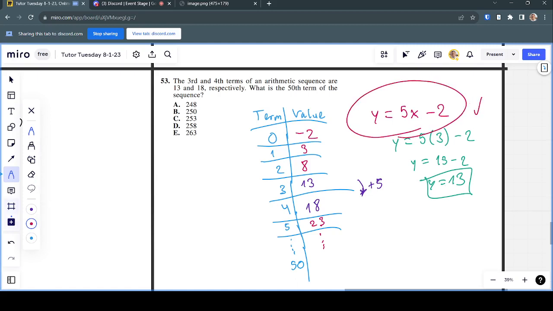So if we just want to find the 50th term, we just take our equation, y equals 5 times 50 minus 2. We get y equals 250 minus 2, or y equals 248, which is A.